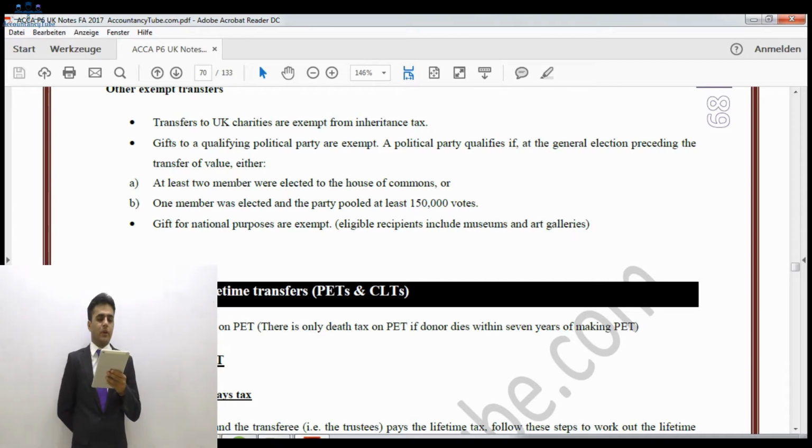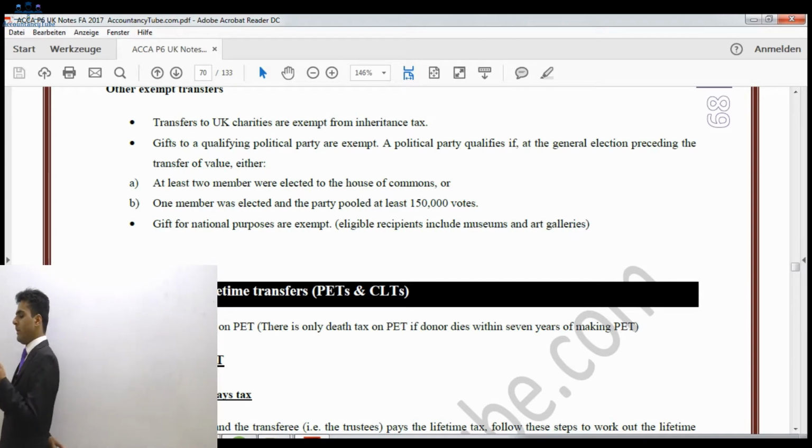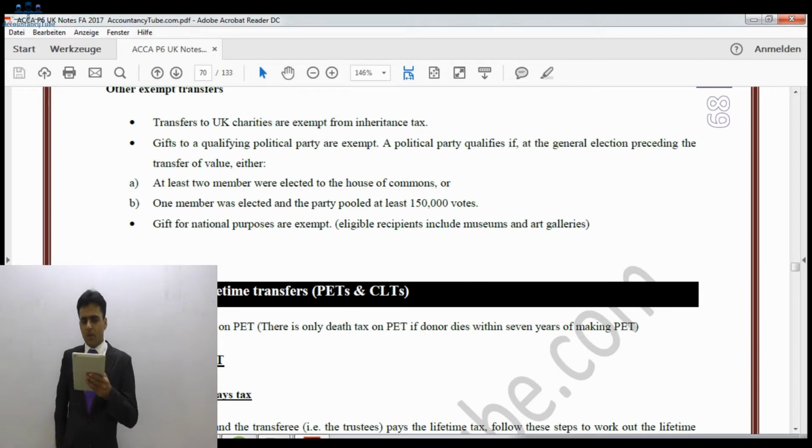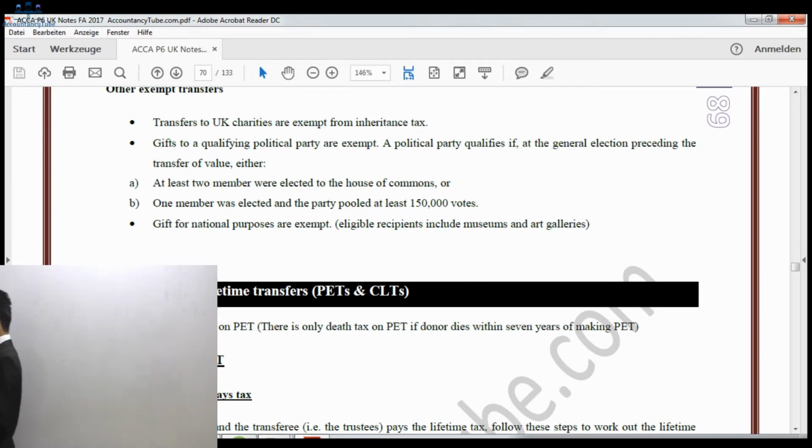So what is a qualifying political party? They will have 2 members elected in the House of Commons, or 1 member elected but who got 150,000 votes in the recent general election. After that, it says gifts for national purposes are also exempt. Eligible recipients include museums and galleries only. So if you give the gift to these, then it will be exempt.